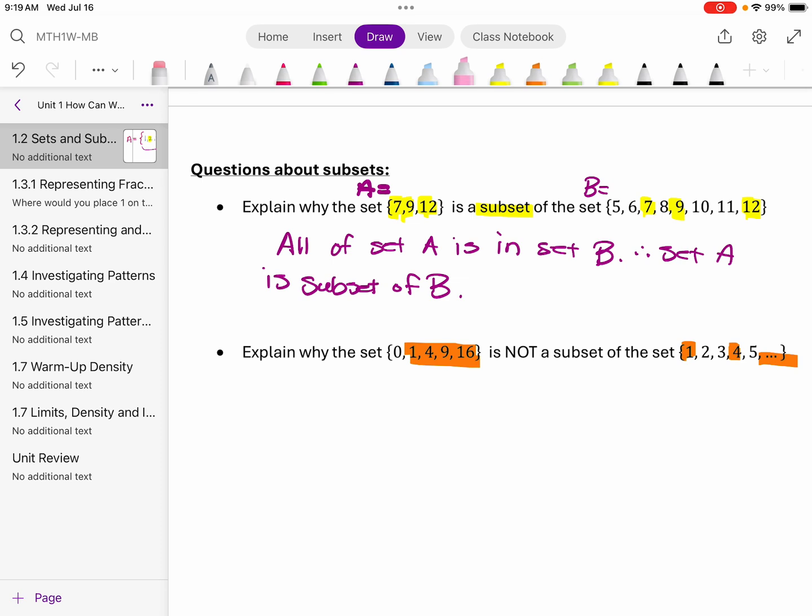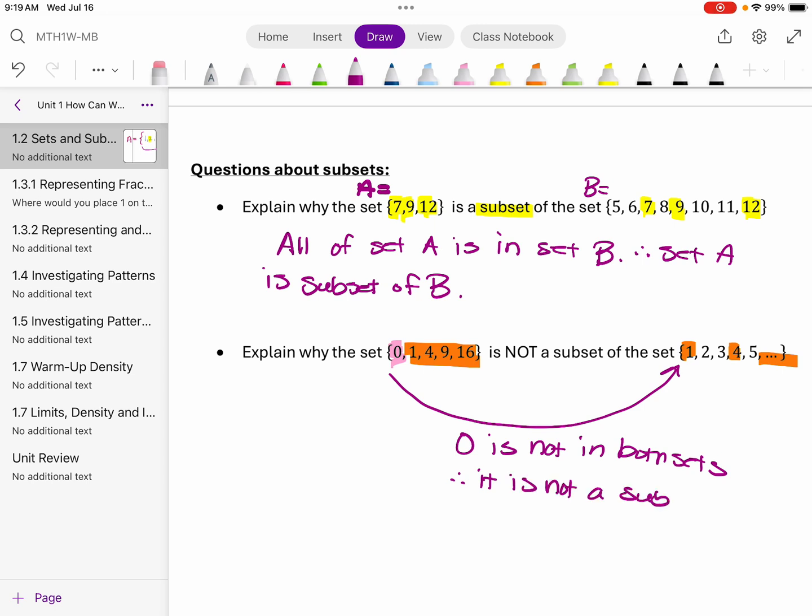The problem in this set is 0, because 0 is not in both sets. So therefore, it is not a subset.